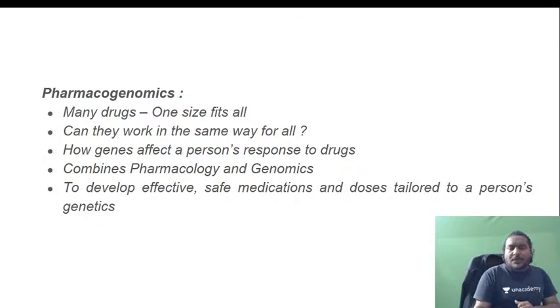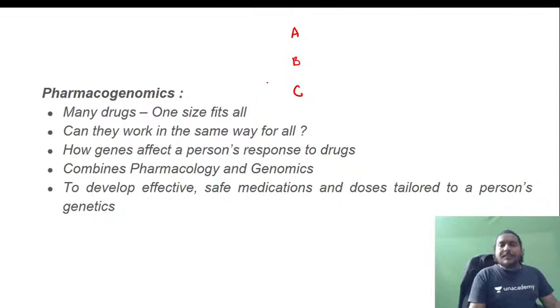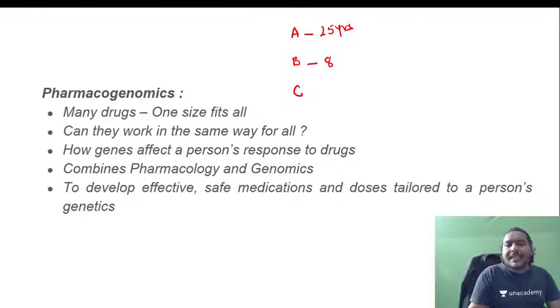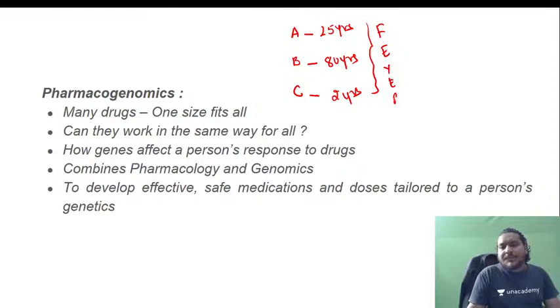So let's take a case of three people. I keep saying this particular example, but yes, it is very interesting and this is one way to make it easy for you. I named them A, B and C. Person A is 25 years old. Person B is 80 years old. And person C is 2 years old. All three of them are affected with fever.